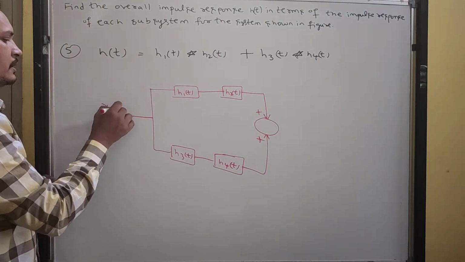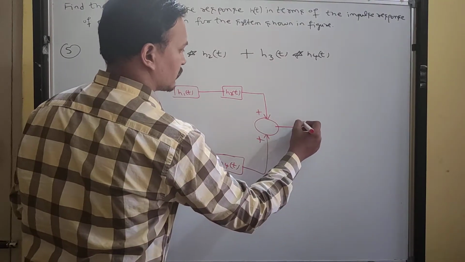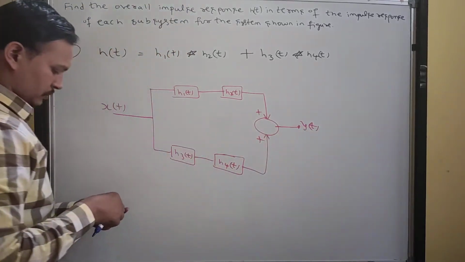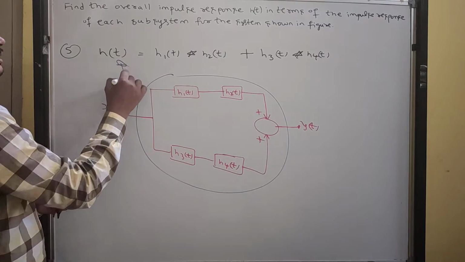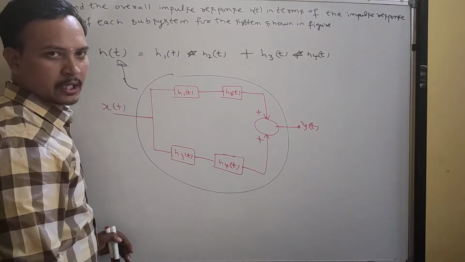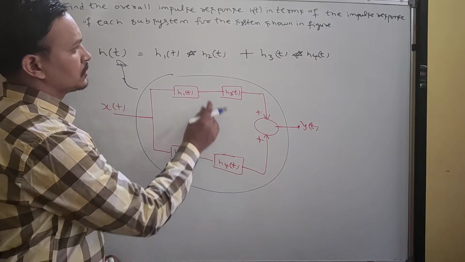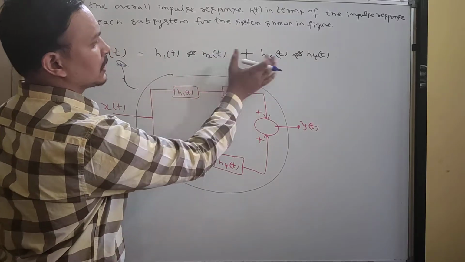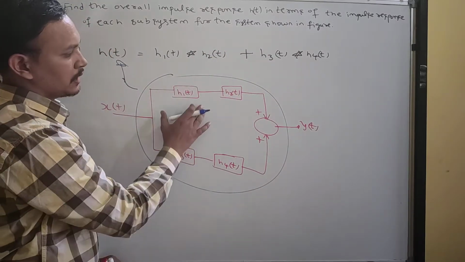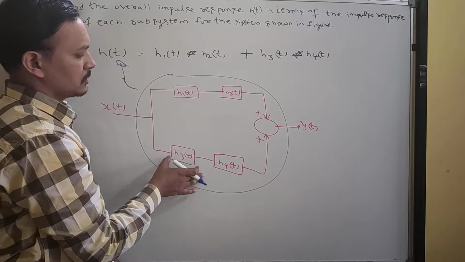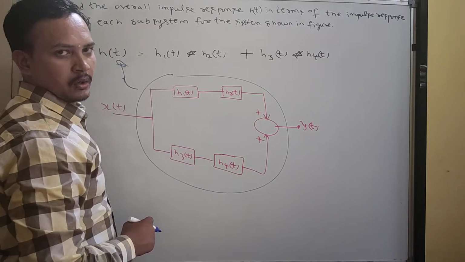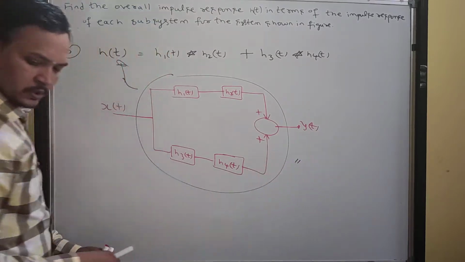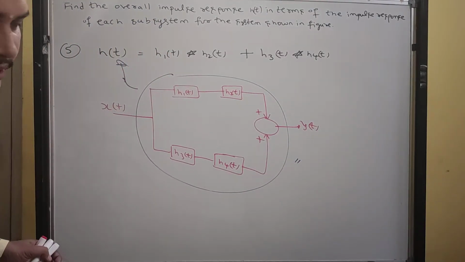On this side you write X of t and on the other side you write Y of t. So what is this everything? This everything is H of t. Okay, got it? Understood? See, this and this are connected in parallel, so I can write it as a parallel combination. Inside the parallel combination, each branch has a series. So question number 5 is also completed.